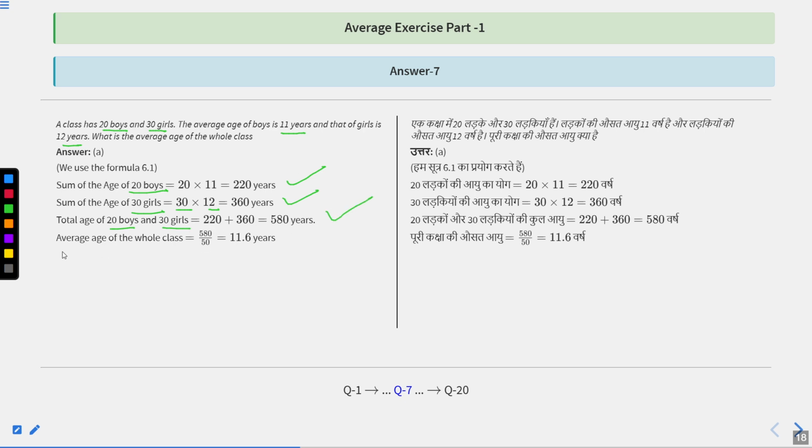So how can we calculate the average? Average becomes the sum divided by the total number. So 580 upon 50, when we divide it, we get 11.6 years. So A is the correct answer. Next one.